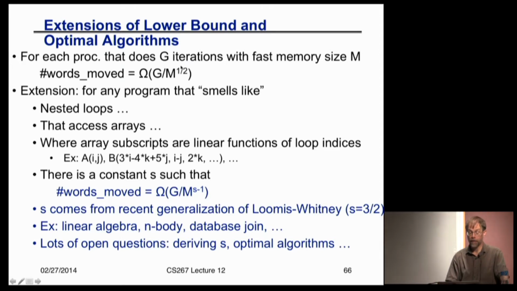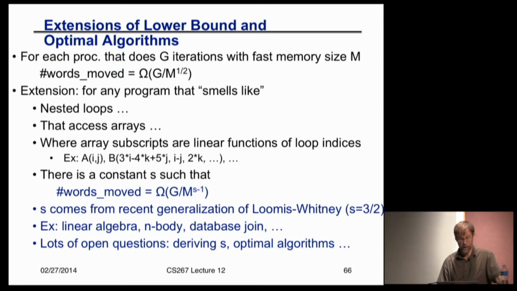So how did we prove this for linear algebra? There's a classic theorem from geometry from 1949 from Loomis and Whitney, which let us do this. And there was a recent generalization of this using functional analysis and group theory and all sorts of things by a team of pure mathematicians who weren't thinking about computer science at all. It just happened to be what we needed. That let us give this magical exponent and a lower bound for kind of arbitrary looking code that accesses arrays.